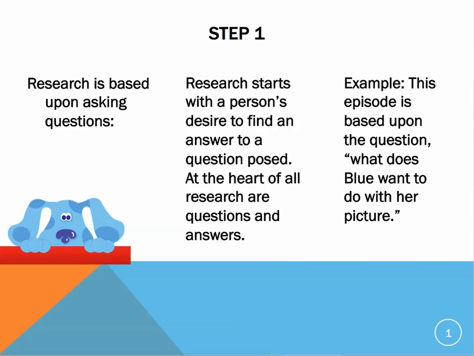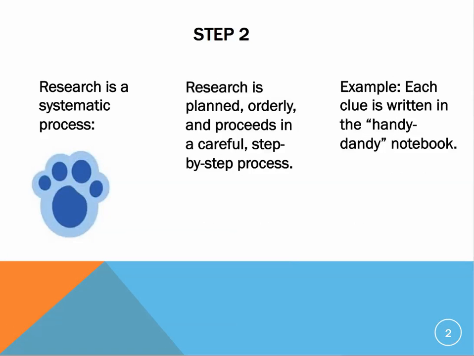And in this episode, really the entire episode answers this question, because the episode's called What Does Blue Want to Do with Her Picture? That's a question, and the whole episode is this investigation of what she wants to do. So it's very straightforward. Our second step is this idea of understanding that research is a systematic process.